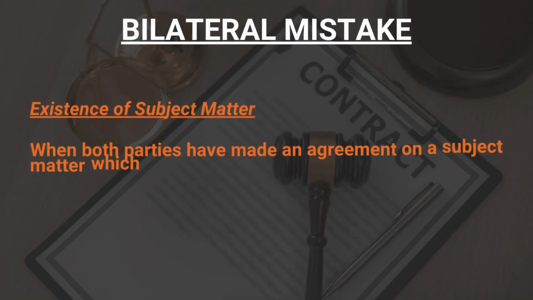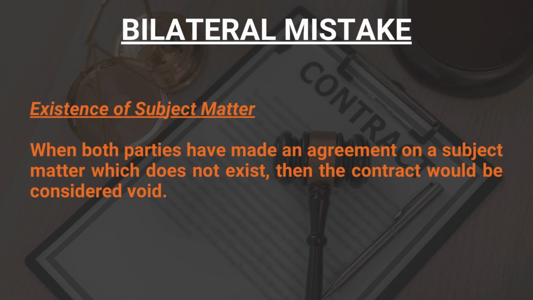Now bilateral mistake is classified in three parts. Number one, existence of a subject matter. When both parties have made an agreement on a subject matter which does not exist, right? So that contract would be considered void.